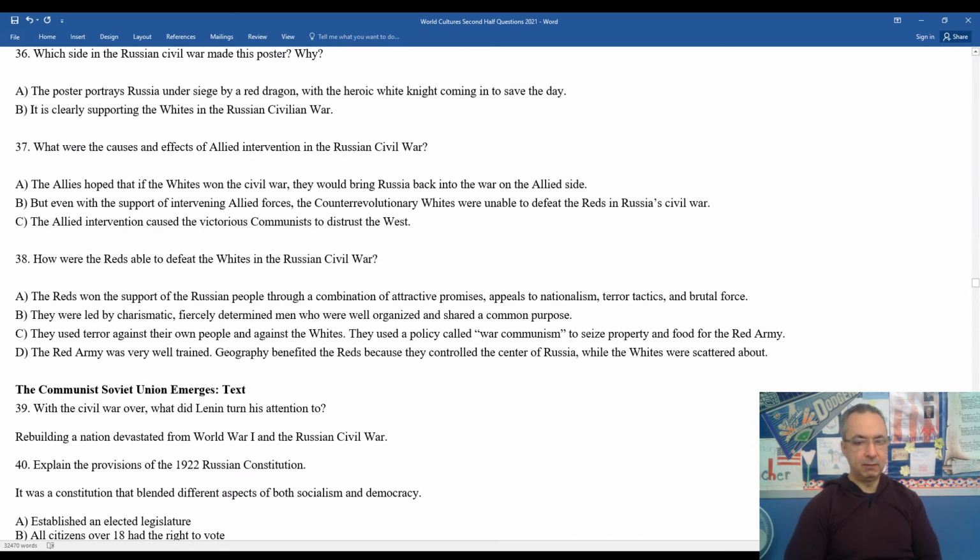38, how were the Reds able to defeat the Whites in the Russian Civil War? The Reds won the support of the Russian people through a combination of attractive promises, appeals to nationalism, terror tactics, and brutal force. They were led by charismatic, fiercely determined men who had organized and shaped a common purpose. They also used terror against their own people and against the Whites. They used a policy called war communism to seize property and food from the people.